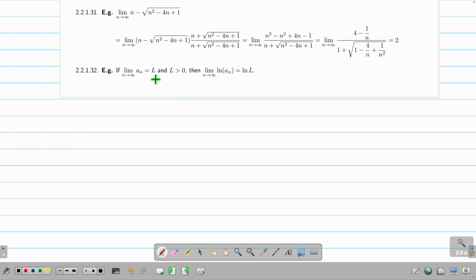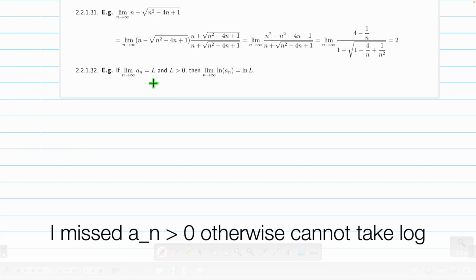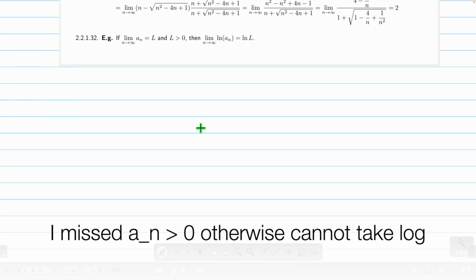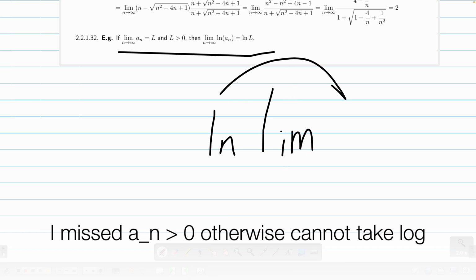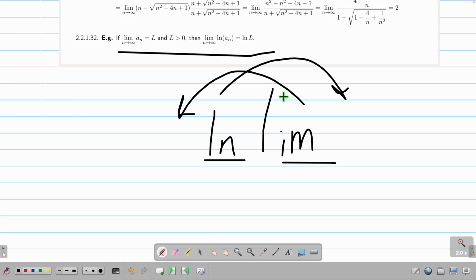And then here's an example. If the limit of AN is L, of course L larger than 0, otherwise I cannot take log, okay? Then if I have log of my sequence, it will be just log of L. So to prove this means you can swap these 2 guys. You can put this here or put this here. The meaning behind this example is that you can now swap this. Before you prove this, you cannot say, I know this is true because of a high school textbook. No, you need to prove it.